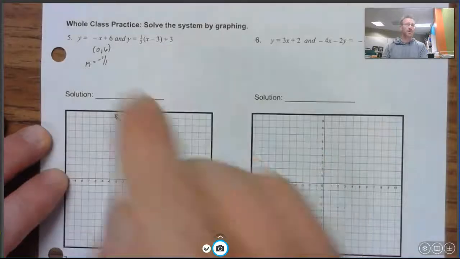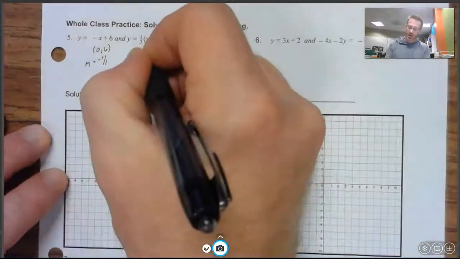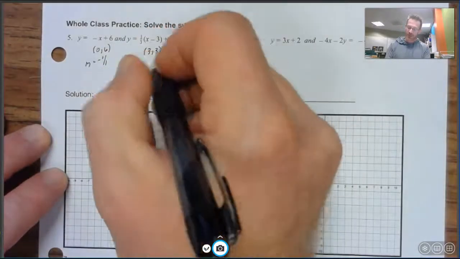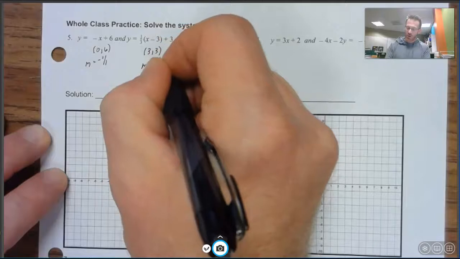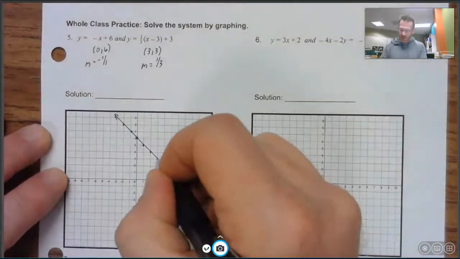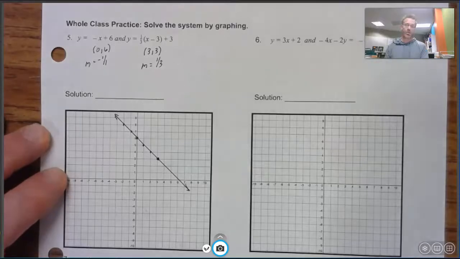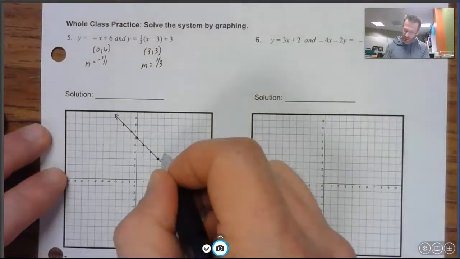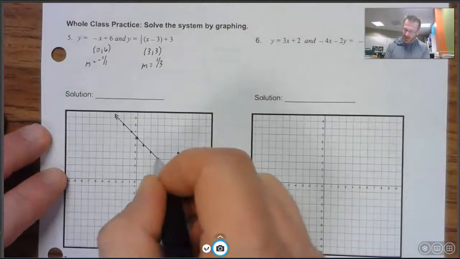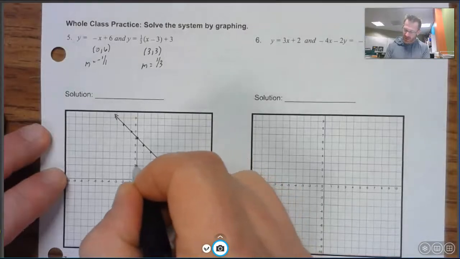Now, this is in point slope form. So I look at this, my starting point is 3, 3, and my slope is 1/3. So I'm going to start at 3, 3, and what do you know? I can see that that point is already on the line I just drew. I'm still going to finish my graph, right? So up 1 to the right 3, 1, 2, 3. I'm going to reverse it, down 1 to the left 3, 1, 2, 3.